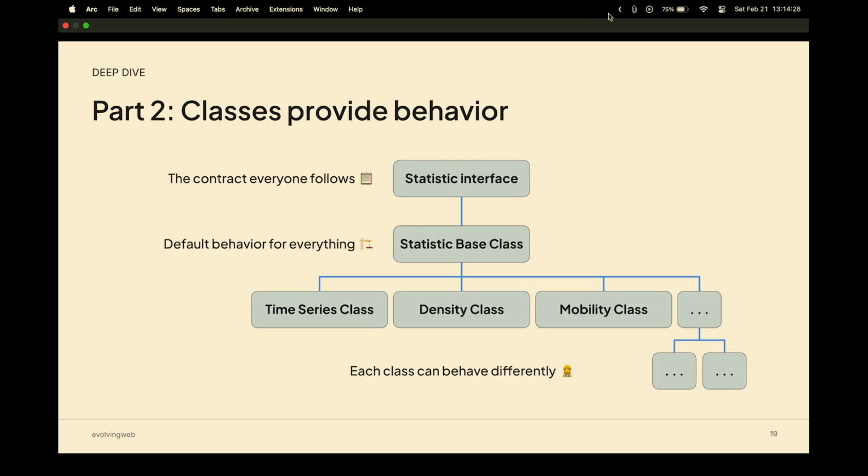And then we're going to have inheritance for all of the specific statistics like time series, density, mobility, and we can also have inheritance in other levels. There's no limit for that. So this way each class can behave differently.